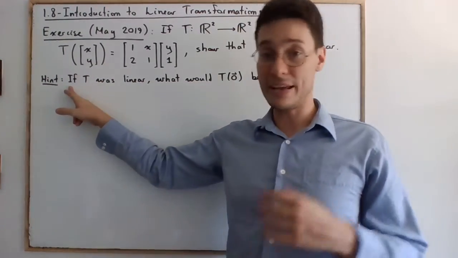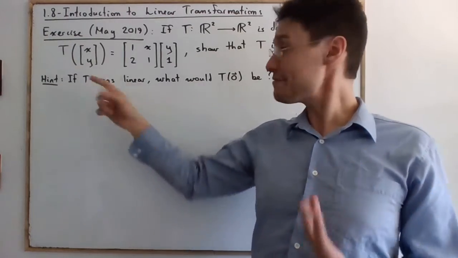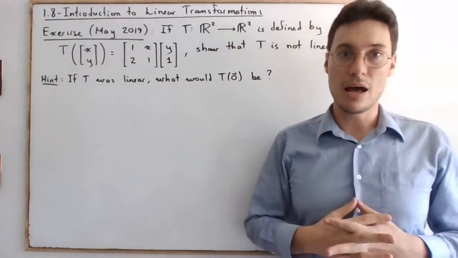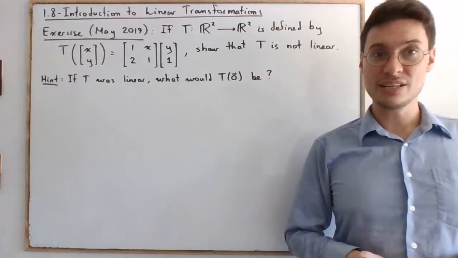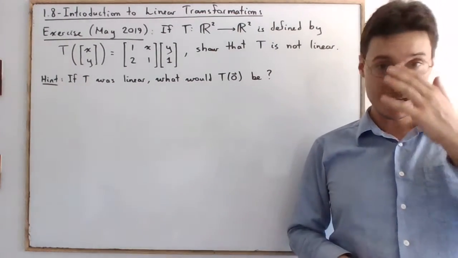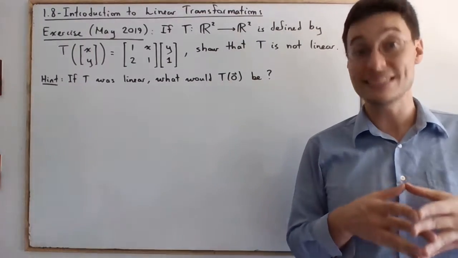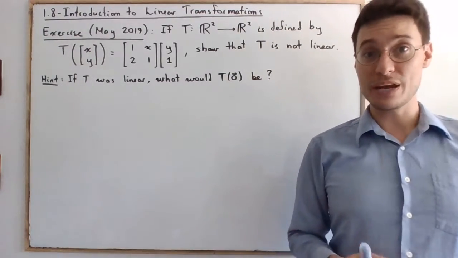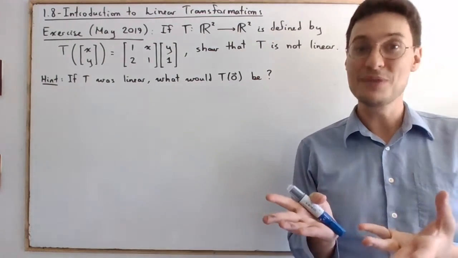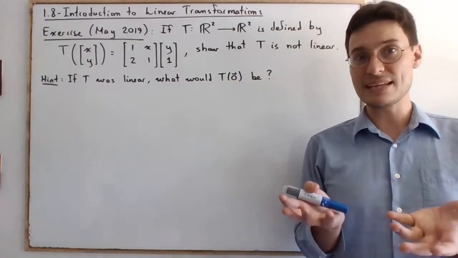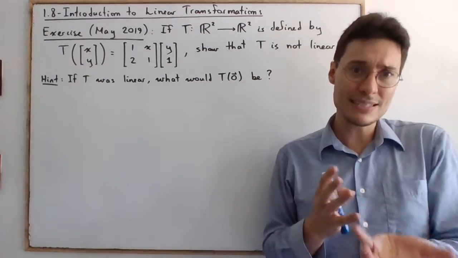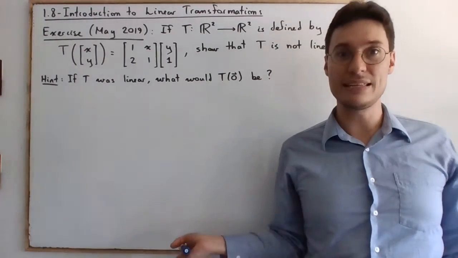And I give you also another hint, which is to consider, if T was linear, what would T of 0 be? There's a theorem that we saw in the section that pretty much says that if T is a linear transformation, T of 0 has to be equal to 0. So what we're going to do here is compute T of 0. We're not going to get 0, so I'm giving you the punchline. Basically, what we will say is, well, if the transformation was linear, we would have got 0. Since we didn't get 0, the transformation cannot be linear. That's it.